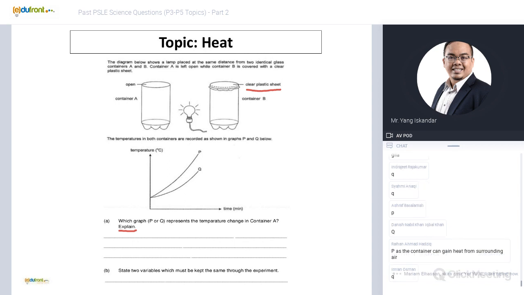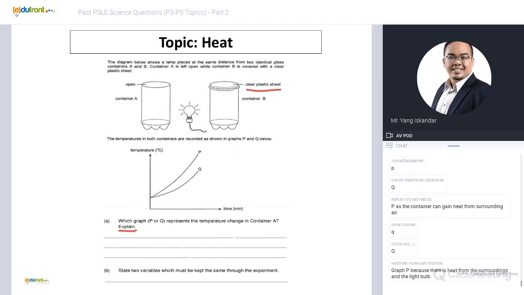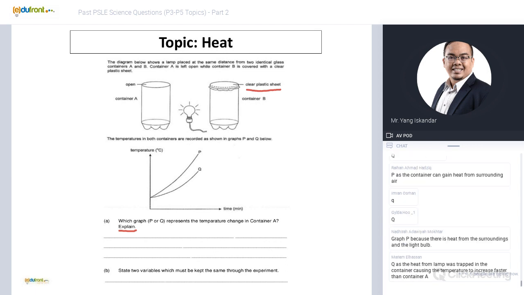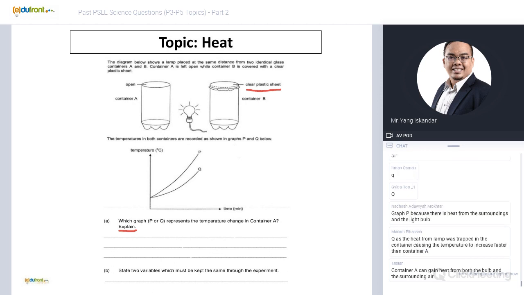Okay, Raihan say P as a container can gain heat from the surrounding air. Imran say Q. What about explain? Can you explain? Remember, this is not just choosing P or Q. You need to be able to explain. Even though in science, let me tell you how your teacher marked in school. If you put P but your explanation is wrong, or you do not explain, there's no half mark, you get 0 marks.